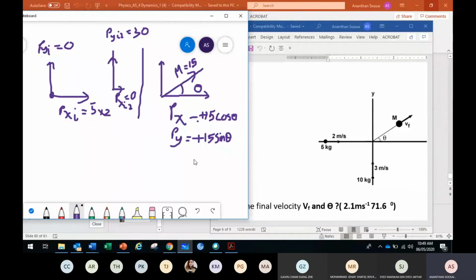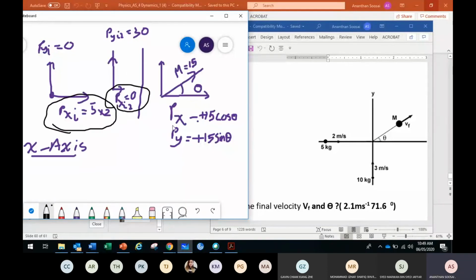Okay, so this is how you evaluate it. Use the x-axis. Use the conservation of momentum. How does the formulation look? Just use the x. The x before should equal the x after. So what is that? Before is 10 plus this x, which is 0, should equal 15 Vf cos theta.